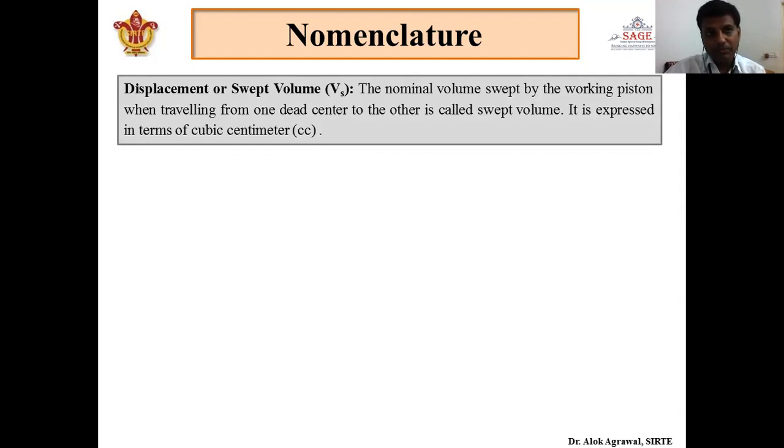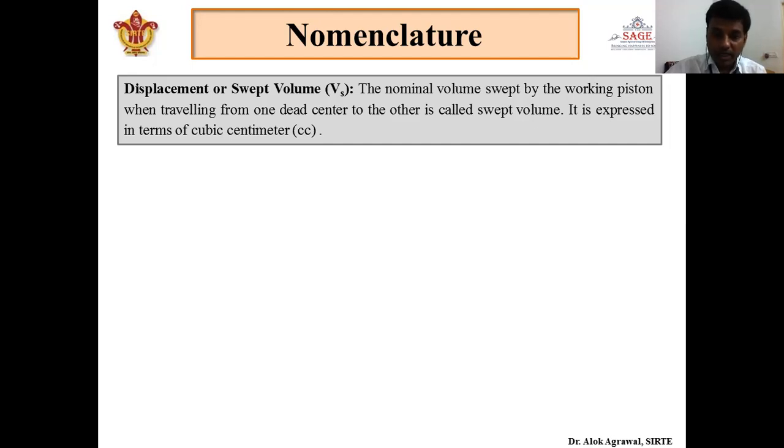Suppose the piston is at top dead center, the topmost position, and travels from top dead center to bottom dead center. It will travel some distance that is equal to the stroke length, and with this it will cover some area. So length into area will become volume. The volume covered by the piston when it moves from one dead center to another dead center is called swept volume.